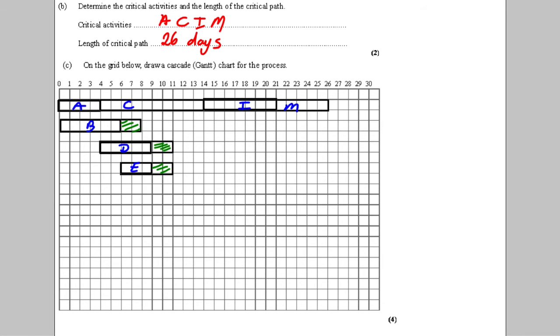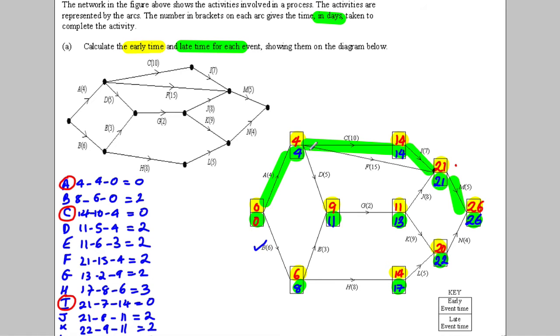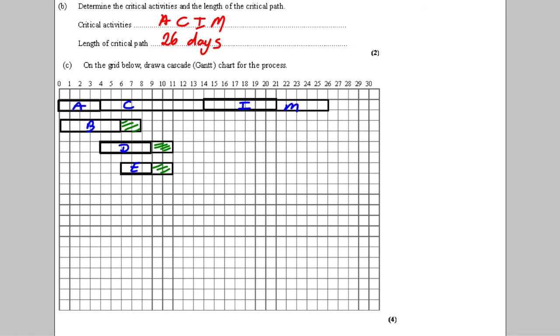Now I need F. F here starts at 4, ends at 21, is 15 long. So starts at 4, ends at 21, but is only 15 long. So would go up to 19. So it's got a slack float of 2 even. So like that. So that would be F.